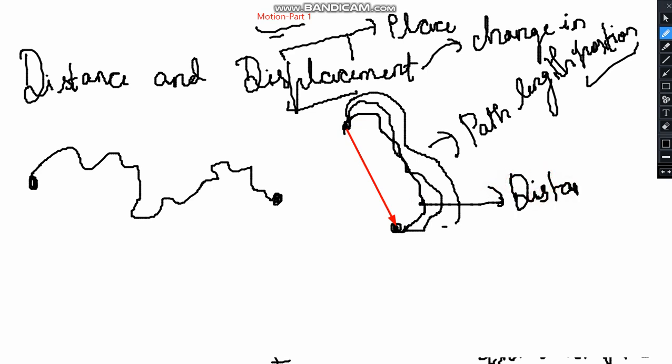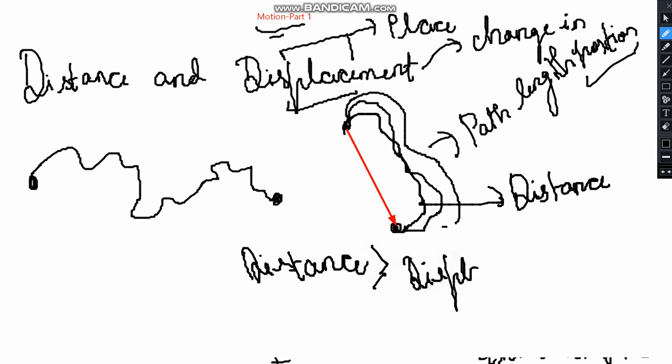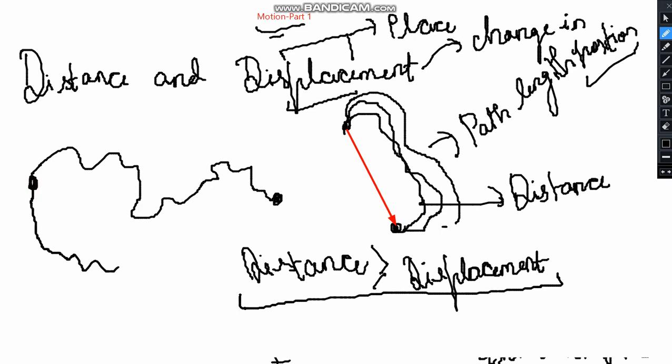So here we can understand that distance is always greater than or equal to displacement. Very important concept. You need to understand this theory and understand the difference between displacement and distance. So if someone, let's take this itself, travels this much distance, this is the path. I use a different color.